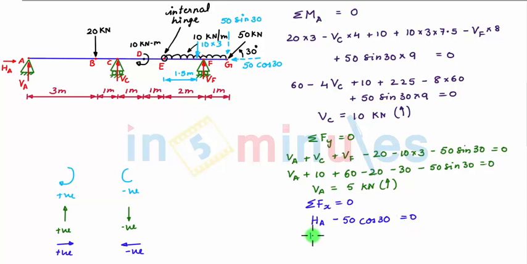So we see that we get the value of HA equal to 43.30 kN and is positive, which means the horizontal support reaction HA is rightward. Now after finding out all the vertical and horizontal support reactions, we move towards finding out the shear force acting on the beam.